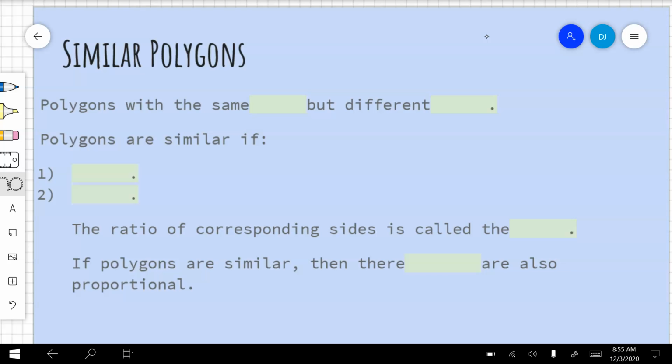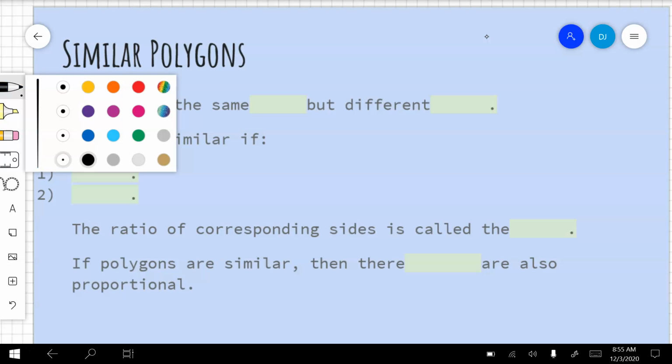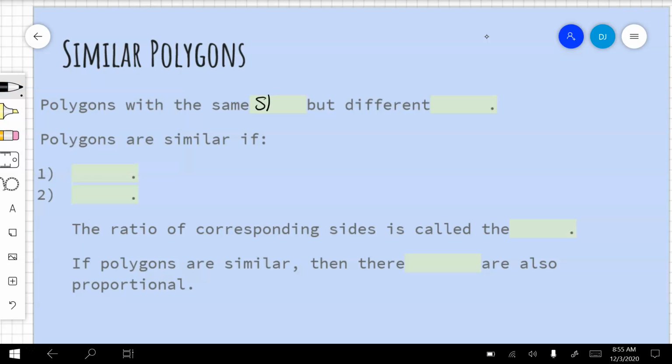Whenever we have similar polygons, a polygon just means a many-sided shape. What we're going to end up with is polygons that are the same shape, but they're going to be different sizes. Kind of like Alice in Wonderland, when she eats the cookie or drinks the drink, she either grows or gets smaller based off of each one.